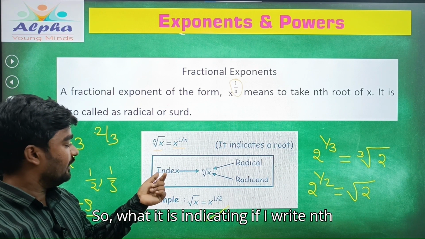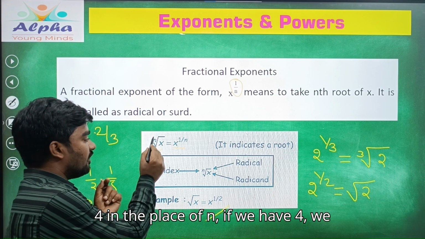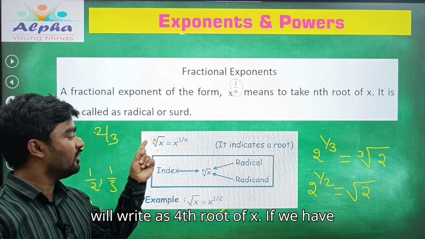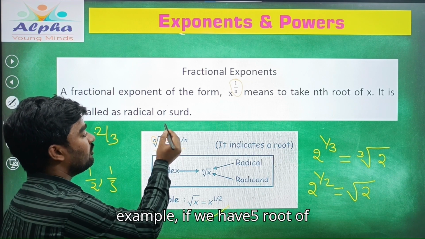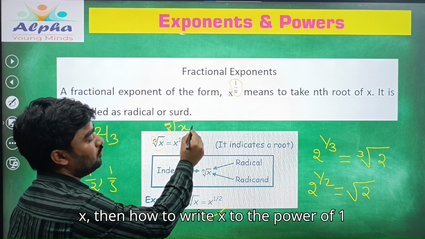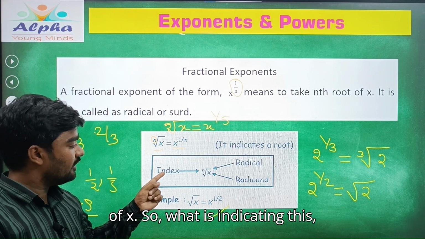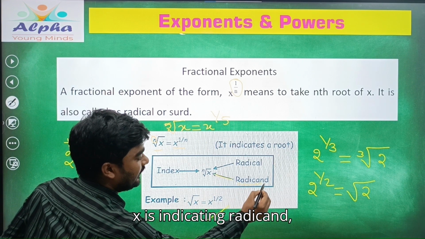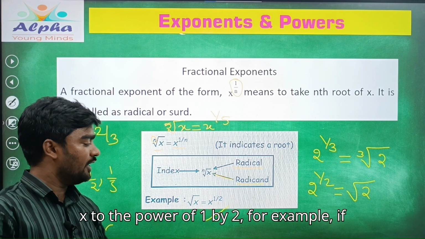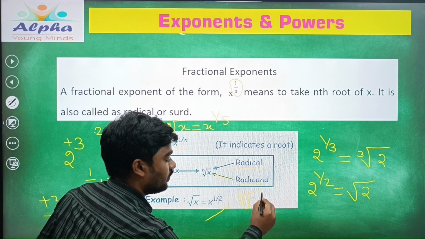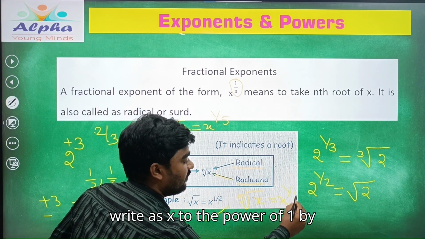Now, if I write the nth root of x, how do we read it? For example, if we have 4 in place of n, we write the fourth root of x. If you have 3, we call it the cube root of x. So the nth root of x we write as x to the power of 1 by n. For example, if you have the fifth root of x, how to write it? x to the power of 1 by 5. So what is indicated here? x is the radicand, whereas this root symbol is the radical. So root x we write as x to the power of 1 by 2. The fifth root of x we write as x to the power of 1 by 5.